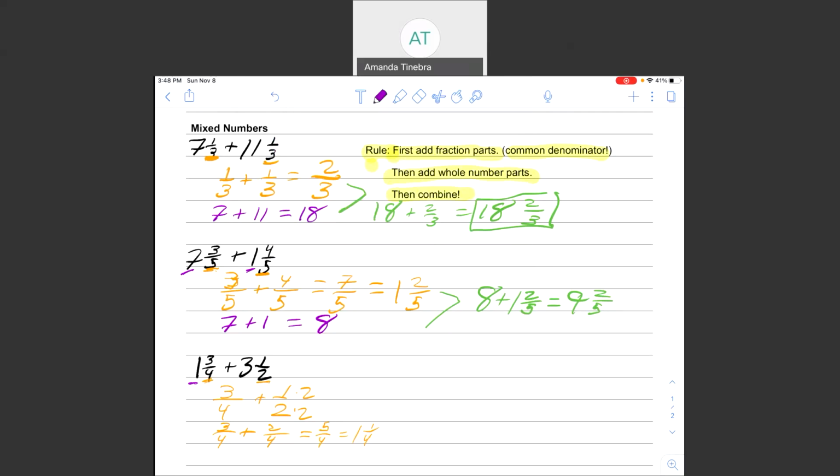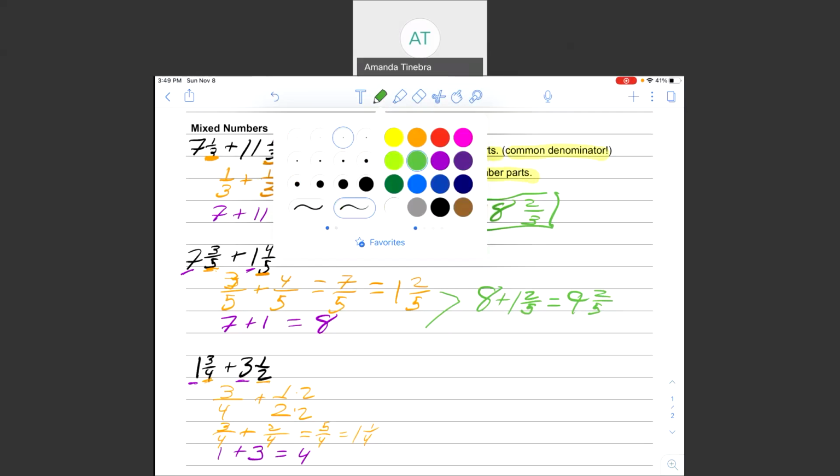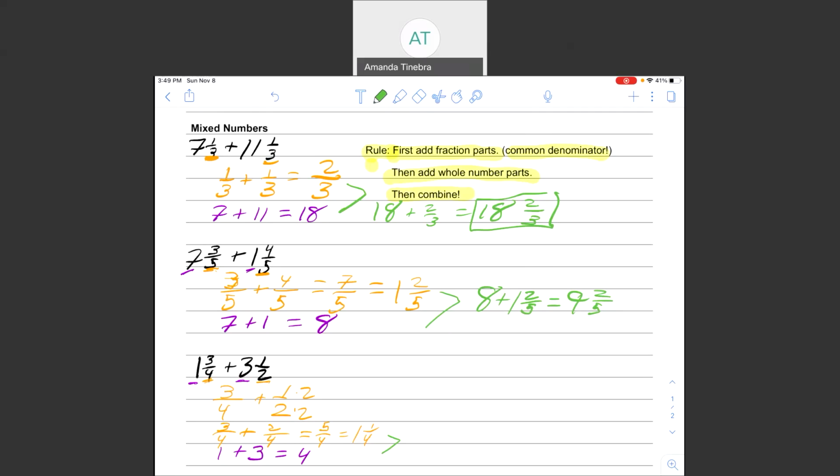Never forget that after you take care of the fractions, we still have to deal with the whole numbers. So in this case, our whole numbers are 1 plus 3. If we add 1 plus 3, we get 4. And the last step of all, which is just combining them. I have 4 and I have 1 and 1/4. Combining that, I get 5 and 1/4. And that is it for adding mixed numbers.